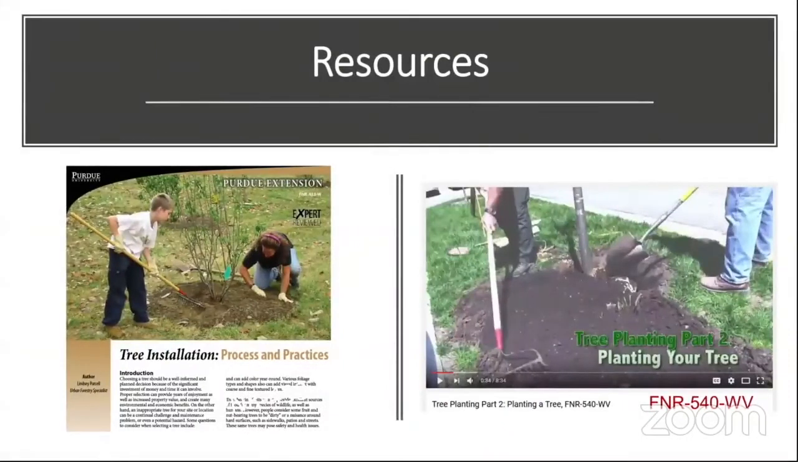Some resources available to you as far as what we've just been talking about as far as the planting process, tree installation and practices from the education store, and also there's an accompanying video that goes along with the tree installation publication that shows a little bit of what I did as far as finding the root flare and also boxing and removing those stem girdling roots.